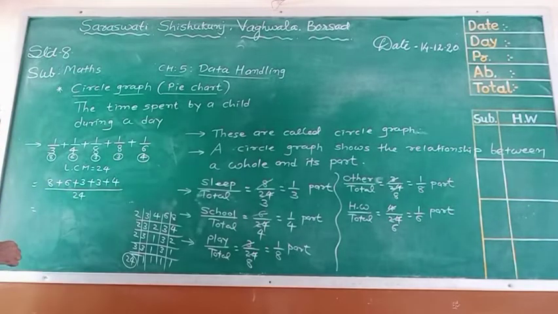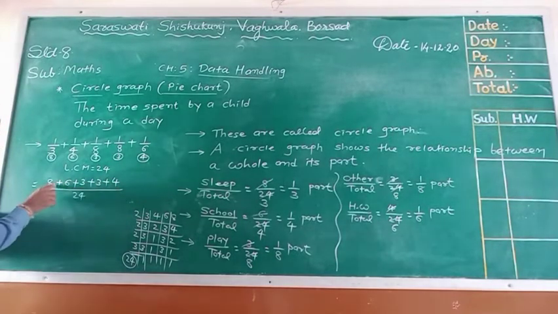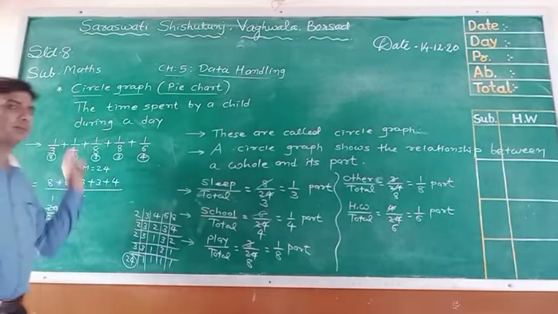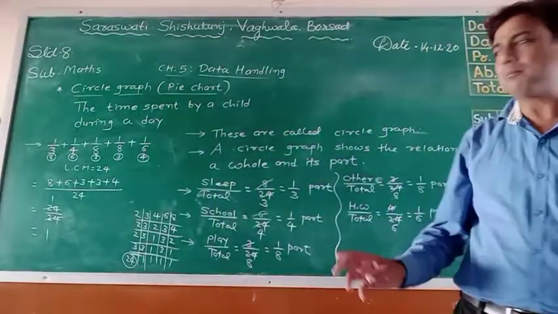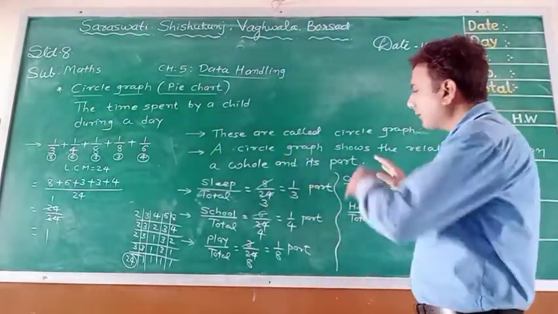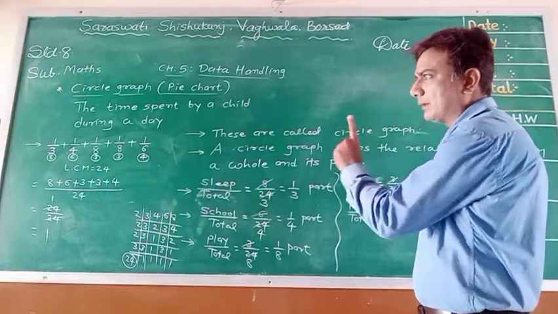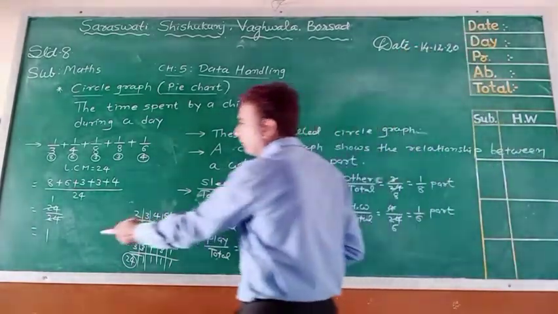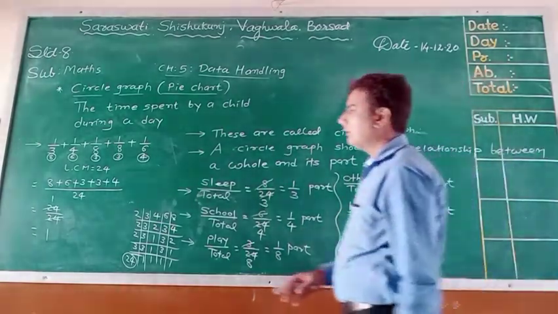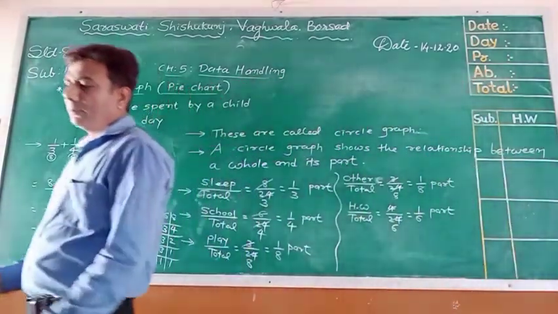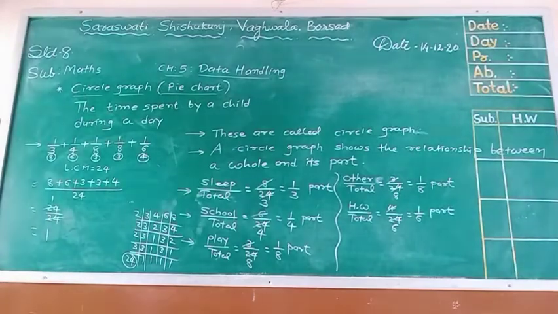Now let's do the addition. 6 plus 4 is 10, plus 8 is 18, 18 plus 3 is 21, plus 3 is 24, so 24 by 24. That is 1. 1 means the whole circle. So students, you see these are all parts of the whole circle, and the whole circle means 1. If we add all these parts, we get the answer 1. This is the circle graph.